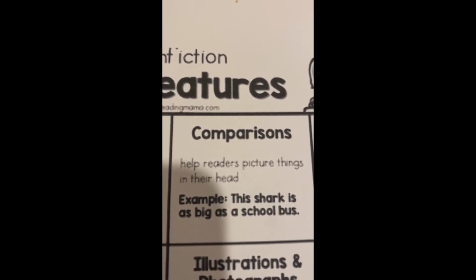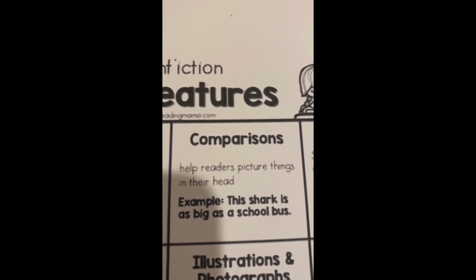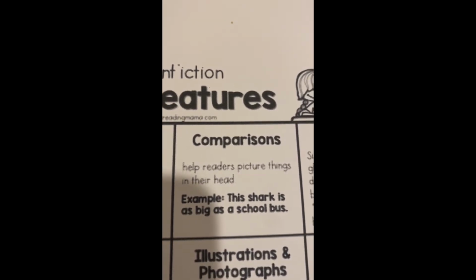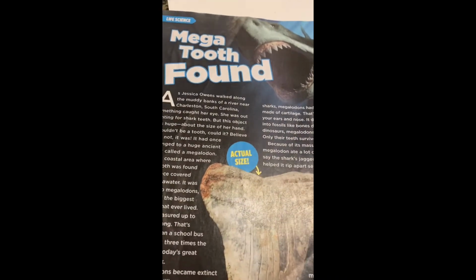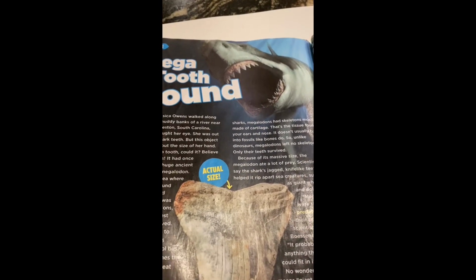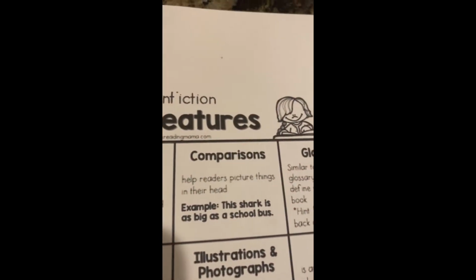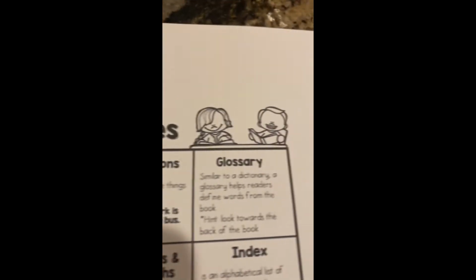Comparisons. These are things that help readers picture things in their head. They give you an example there, like this shark is as big as a school bus. So in our story, we actually had a story about sharks. If you remember in the Scholastic News, this story right here, the mega tooth found, for those that got this far, talked about an ancient shark and a mega tooth that they found with this shark. So comparisons, it just so happens they have this example about a shark too. Comparisons are another feature of nonfiction.